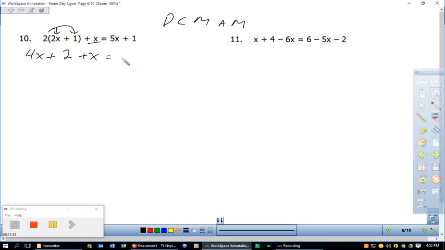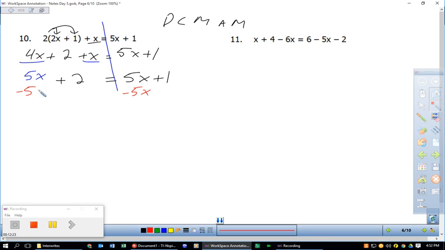Equals 5x plus 1. And I didn't draw my line yet, but I need to do that. Combine like terms. Two terms we can combine, these two right here. So that gives us 5x plus 2 equals 5x plus 1. Move variables. We need to subtract 5x from both sides. Like a good 0 pair there. That's what we want. Minus 5x.